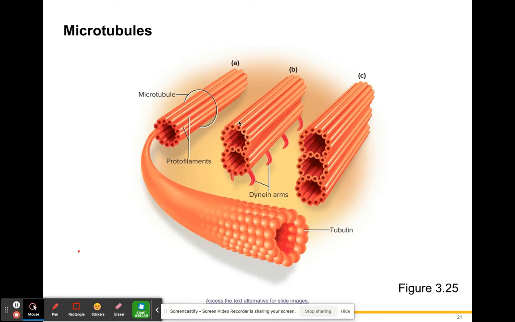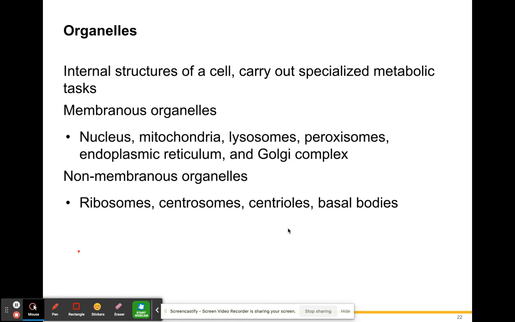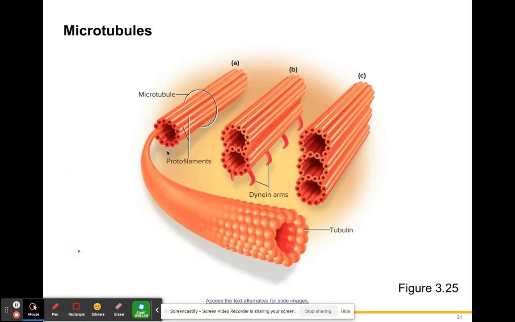Okay, these are just pictures of microtubules. You can see that they are made of something called tubulin, which is a protein. Okay, and these can be used for structure. They can also be used for things to get around.